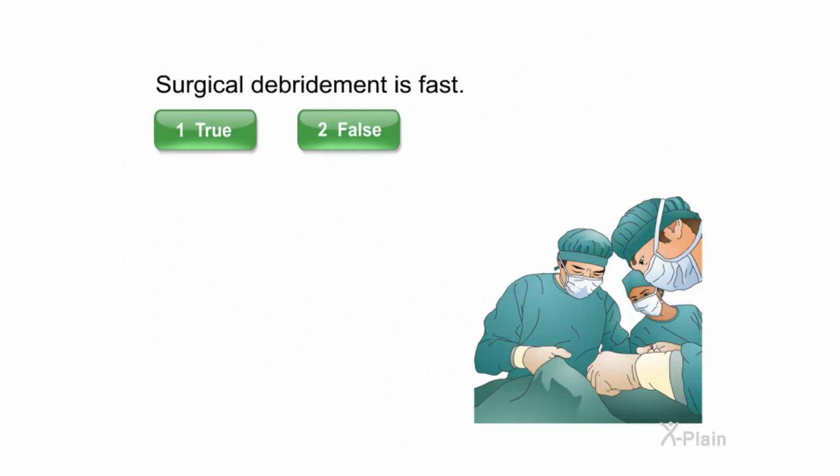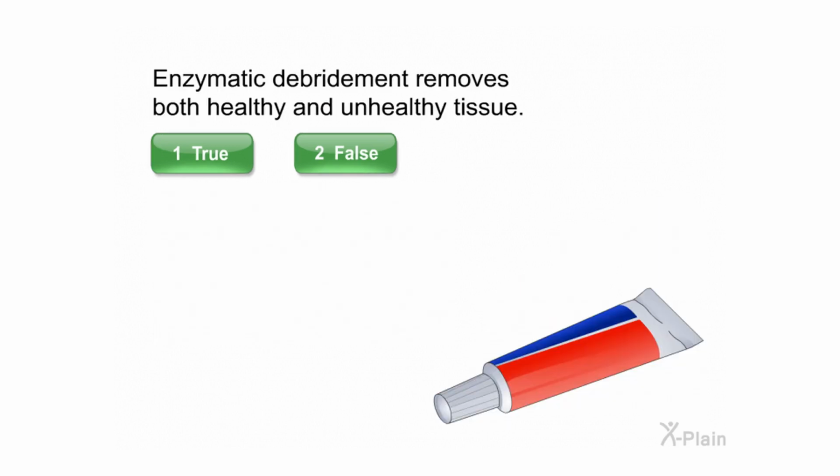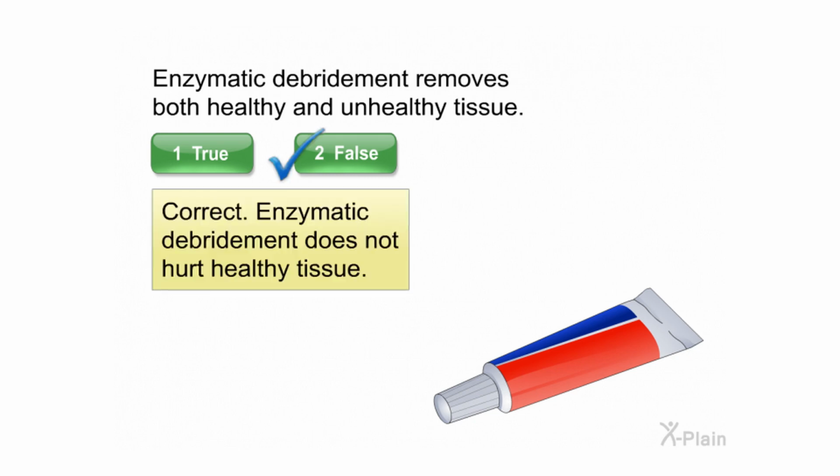Surgical debridement is fast. Select true or false. Correct. Surgical debridement is the fastest way to debride. It is also the best at removing all the unhealthy tissue from a wound. Enzymatic debridement removes both healthy and unhealthy tissue. Select true or false. Correct. Enzymatic debridement does not hurt healthy tissue.